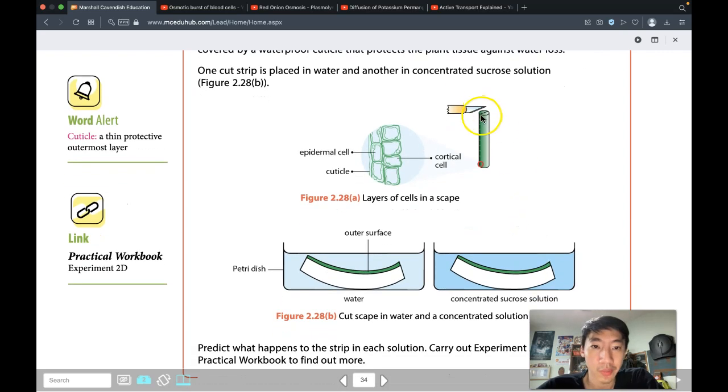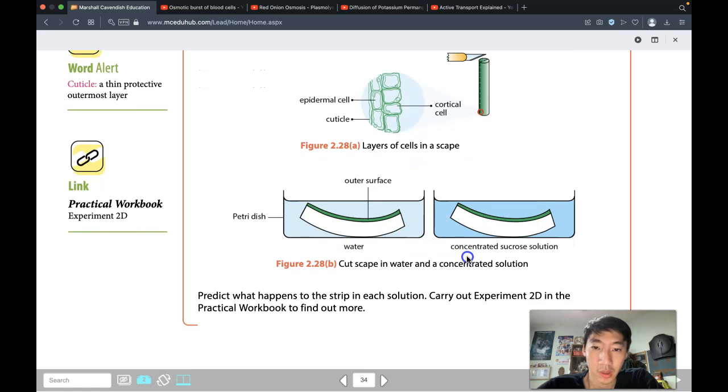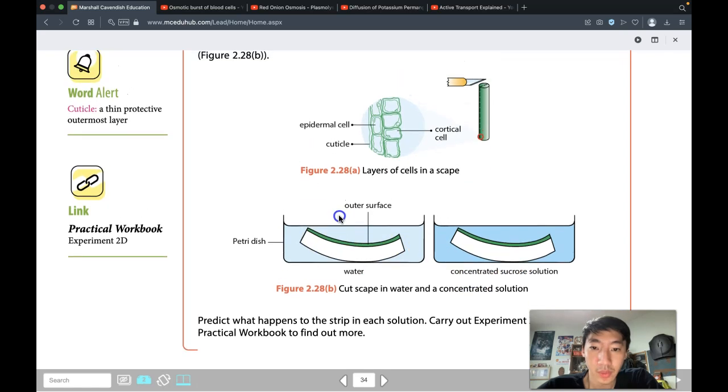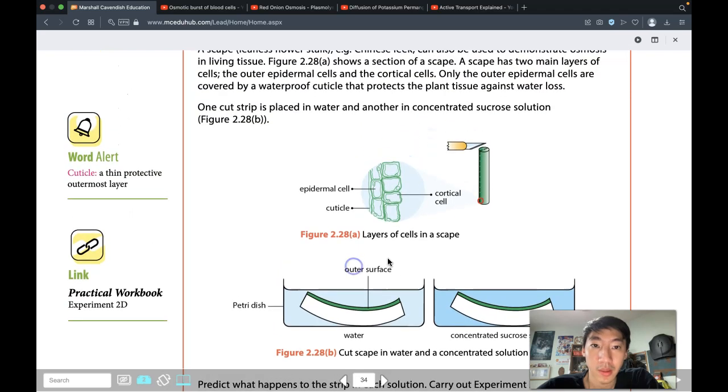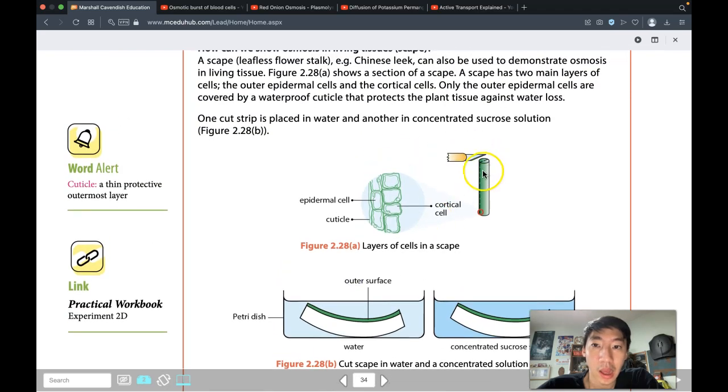So here you have a scape, the plant tissue, inside water and inside concentrated sucrose solution. What do you think will happen to them? What's happening is that the outer layer is covered by a waterproof cuticle. So this green area is a waterproof cuticle and the white area is not waterproof. So basically the white part will expand more than the green part.